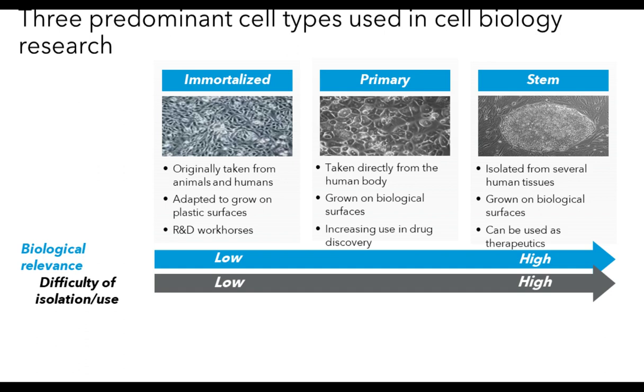The point being here is that if you look at the continuum from left to right, the relevance of these cells goes from low to high, in that immortalized cells, by virtue of being immortalized, tend to have a low relevance in terms of biology, but stem cells, of course, have a very high relevance. Contrast that with the difficulty of using them. Immortalized cells are easy to use, easy to grow, easy to isolate, but as you go through primary cells and indeed stem cells, they become more difficult to work with, more difficult to isolate, and as a result, more difficult to use.